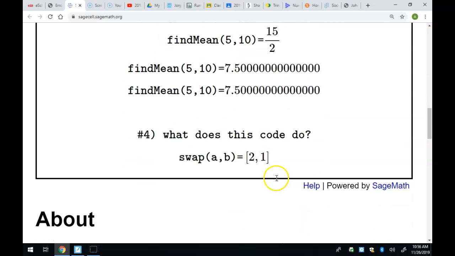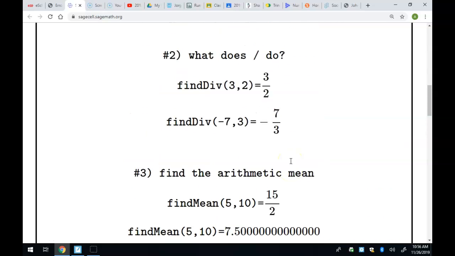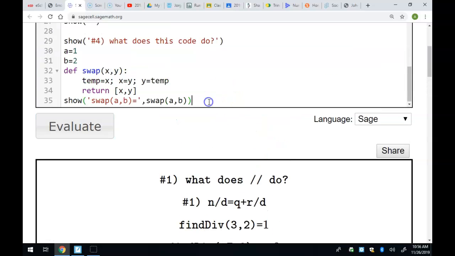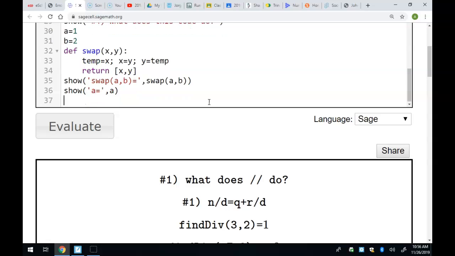All right, so number 4. So it swapped the 2 and the 1, didn't it? Well, but wait, did it? What if we show what A is and what B is after the swap? A equals A, and let's show comma, B equals B. Let's see what happens.